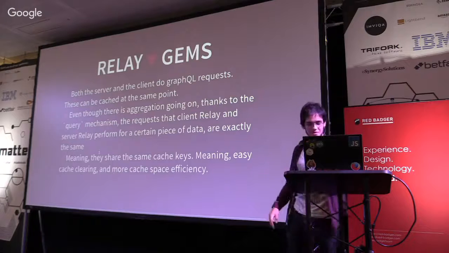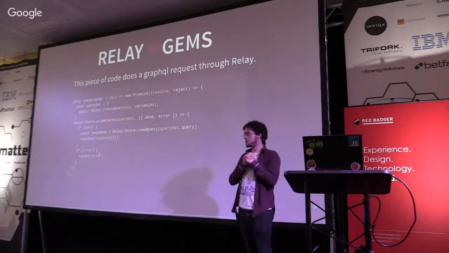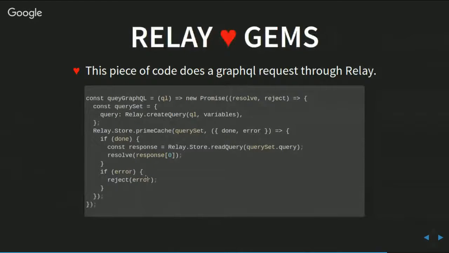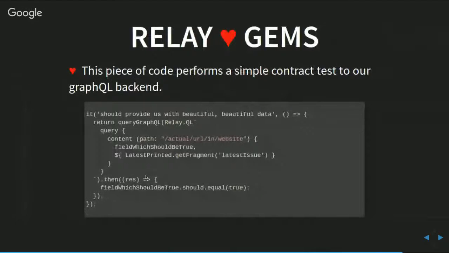So this piece of code, which you can see here, which is kind of ugly, but you can put it in a function, does a request using Relay. You can use the relay.ql thing and declare a query as if you were declaring a fragment on Relay. And you can use that to do contract tests.